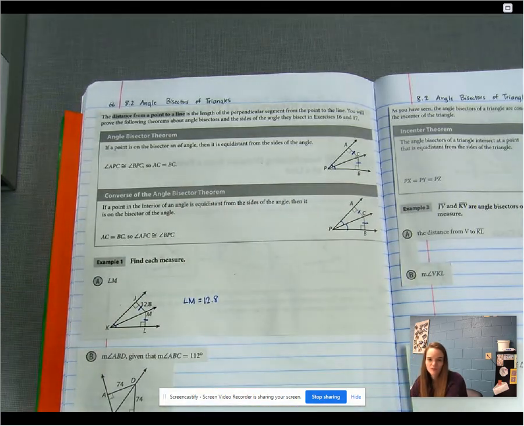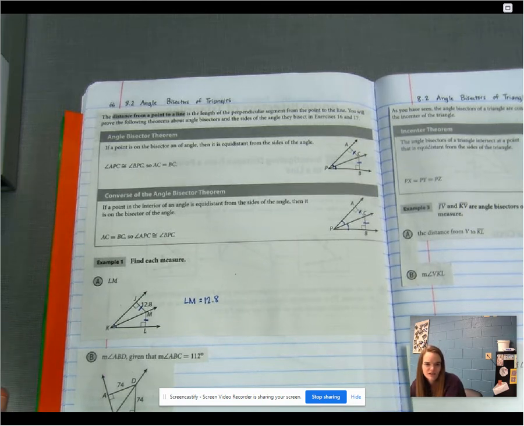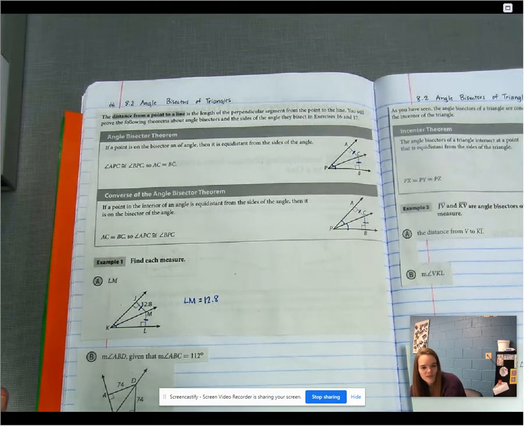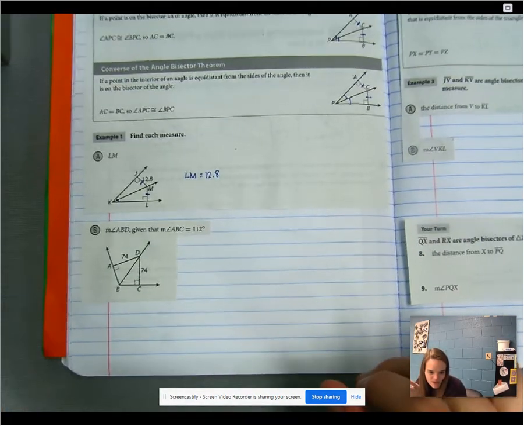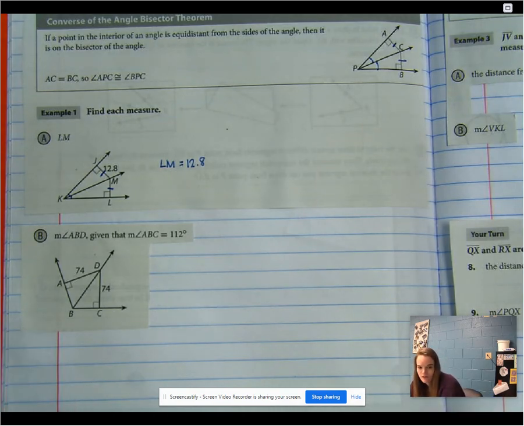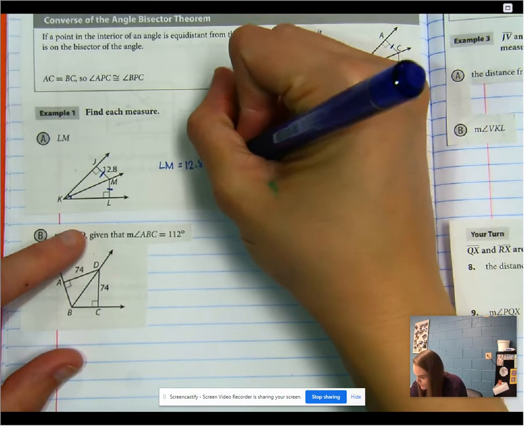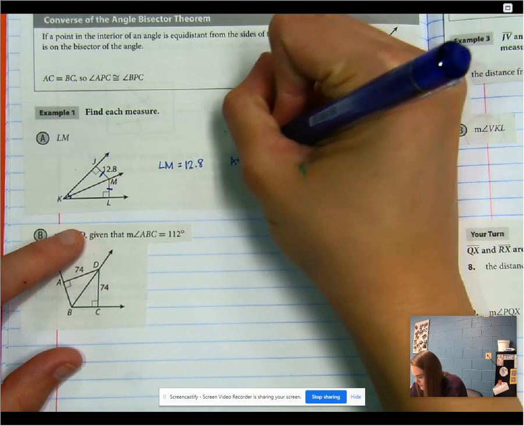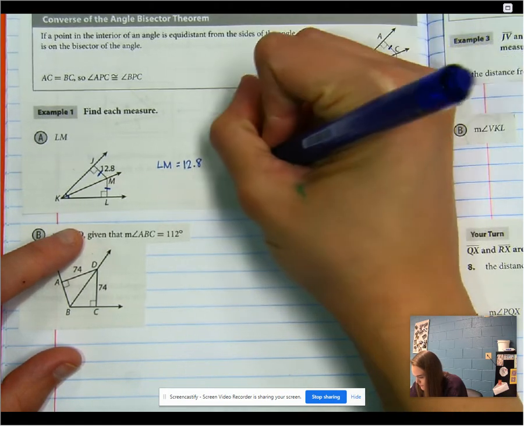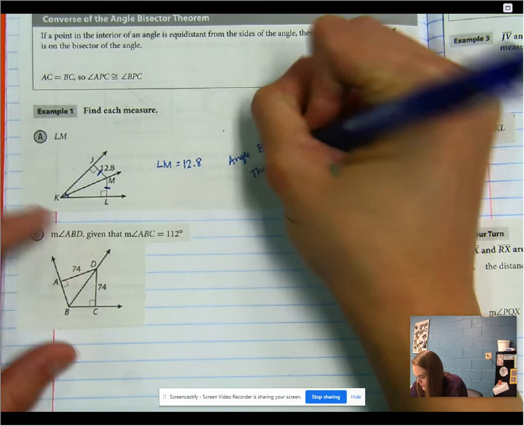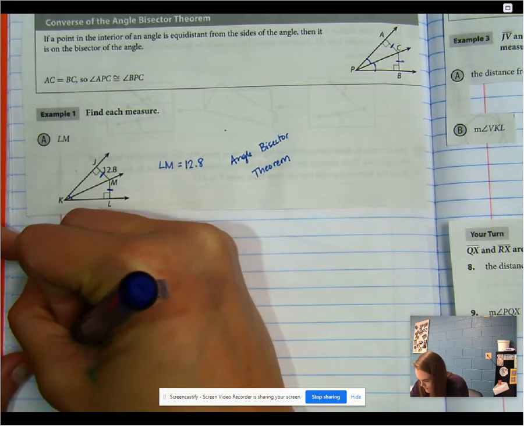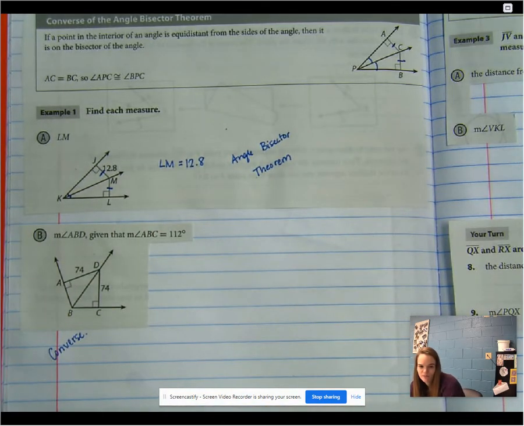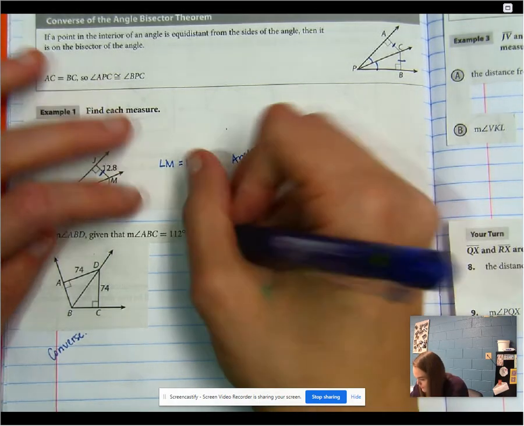Okay, I'm going to focus this because it's really kind of grainy. It's still grainy. Okay, example B. Take a minute, pause the video, try that out. In case you wanted to know, this is the angle bisector theorem. This is the converse of the angle bisector theorem. And it says, we're supposed to find the measure of angle ABD. So that's what we're going to look for.